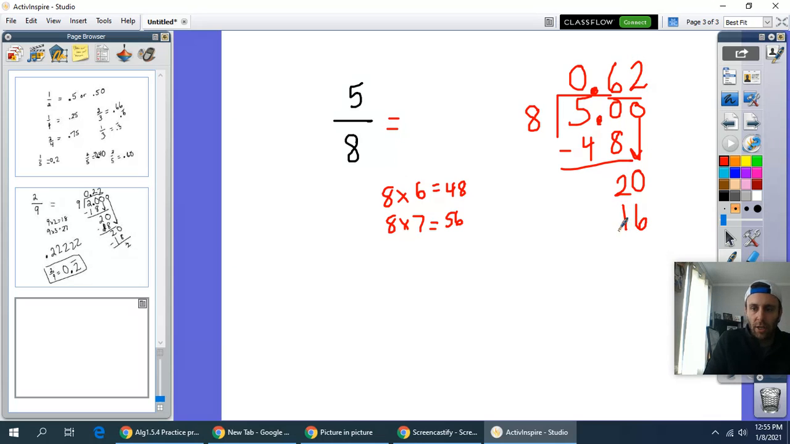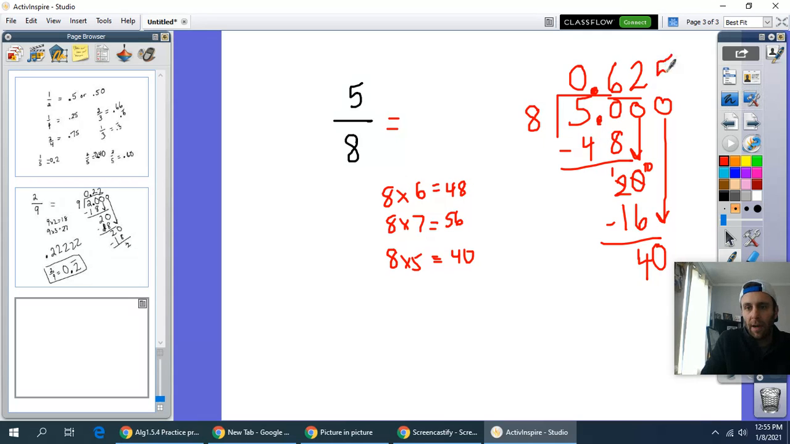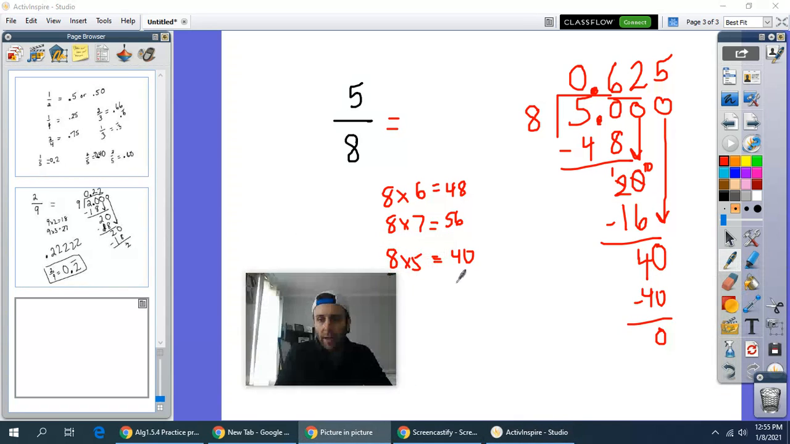That's as close as you're going to get to 20. And when you subtract 20 minus 16, if you borrow, you're going to eventually get 4. Well, we're not done yet, so we're going to add another 0 and bring it down. And finally, 8 actually goes into 40. 8 times 5 is 40. So we know 8 goes into 40 5 times. And when I multiply and subtract, we get a remainder of 0, and there's nothing to bring down.